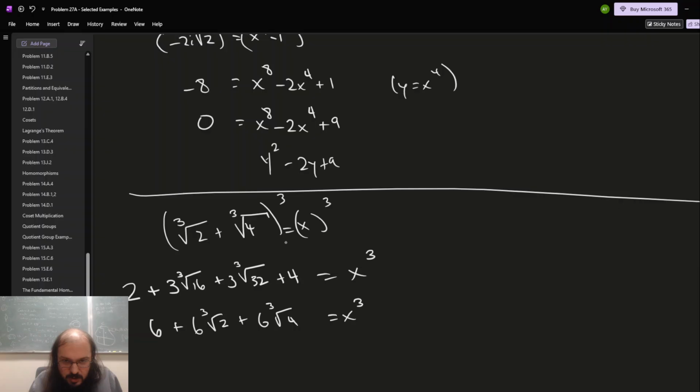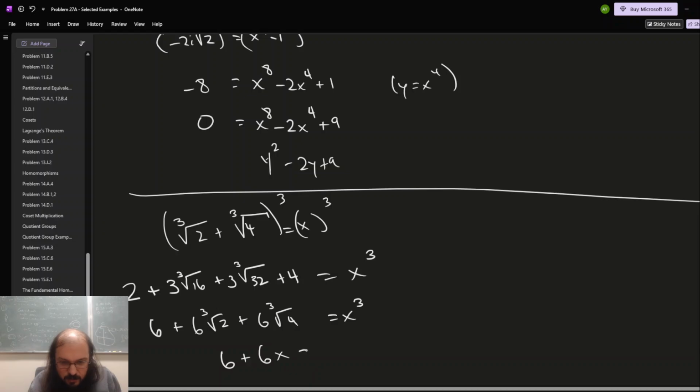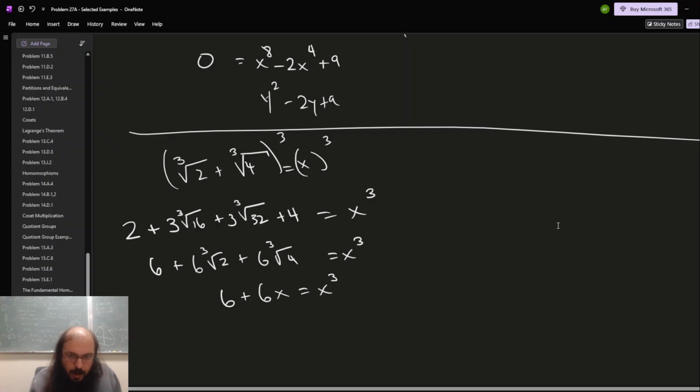And the magic is that that expression here, I guess I should include it, is equal to 6 plus 6x equals x cubed. And so that gives us a polynomial. So we're happy about that. I guess there's a question then about why this thing is irreducible. What's the simplest proof of this that I can think of?